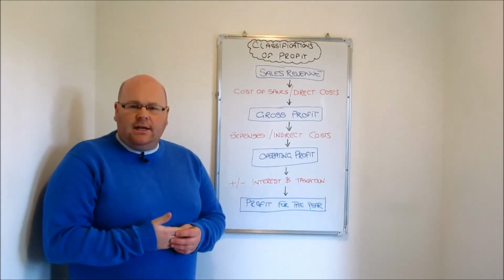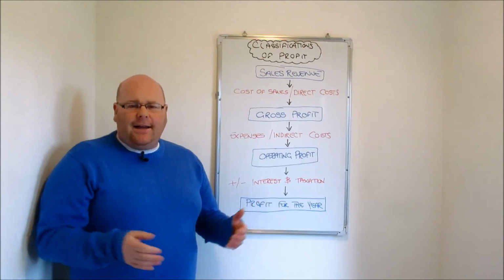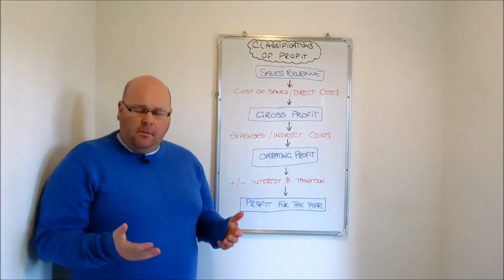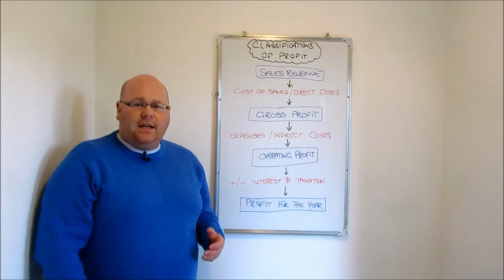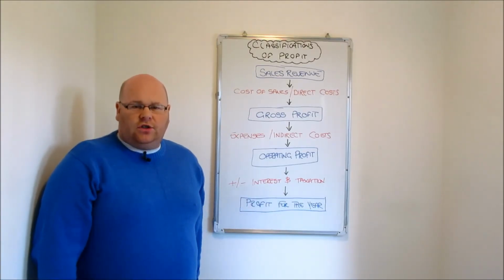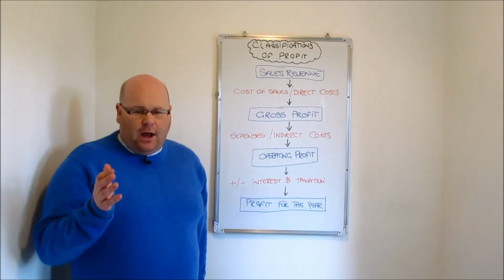So gross profit really shows us how much profit is left over after the manufacturing process, whereas operating profit shows us how much profit we have when we've taken away all of our other costs inside the organisation as well.